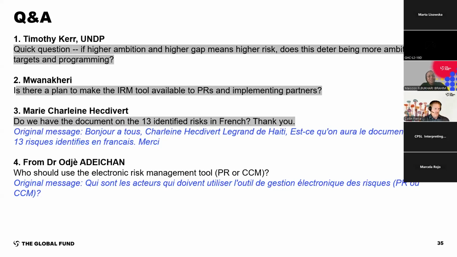No. Okay. So on the fourth question, who should use the electronic risk management tool? The online platform, the integrated risk management platform, is used currently by the Secretariat. So it's used by the country team and the second line team, the advisors, for providing feedback on the risk rating and documenting the mitigating actions. I think question number 4 is linked to question number 2. If the tool is extended to PRs and implementing partners, then there will be access and use of this online platform. We can go to the next.